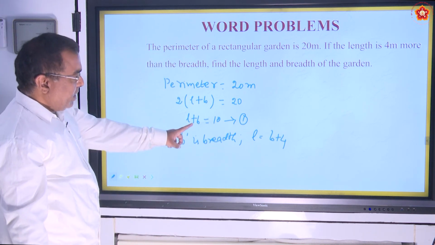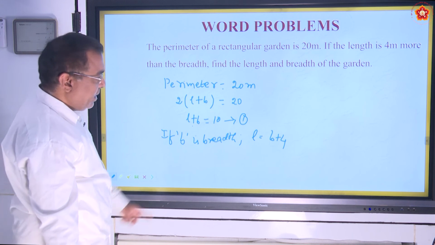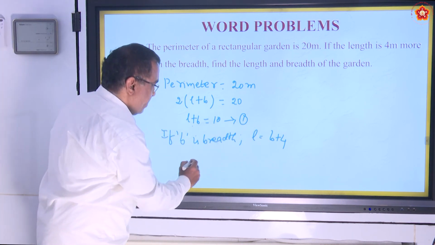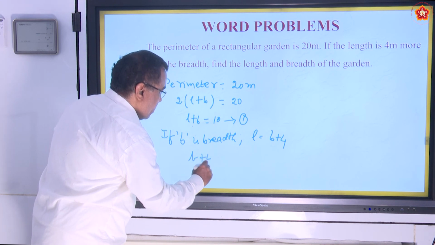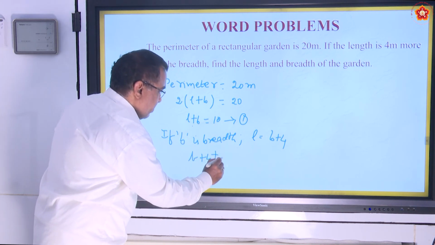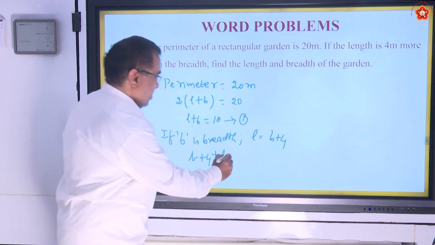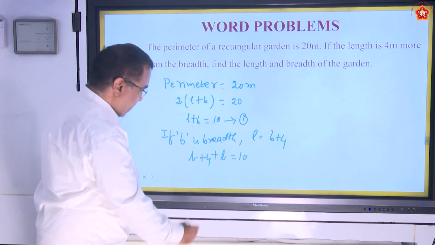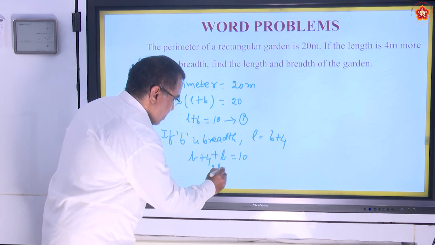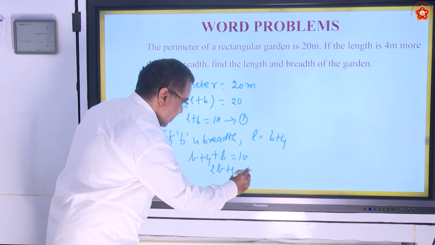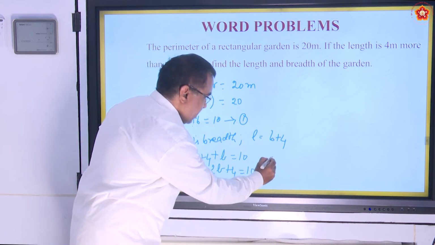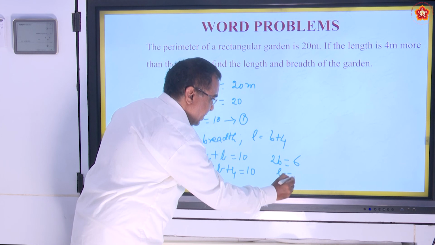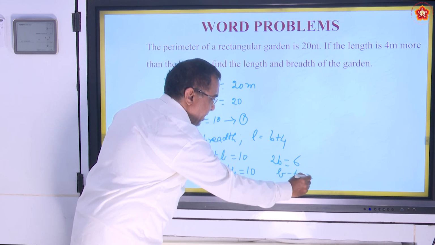So now we will substitute it in the first equation. Length value is going to be 4 more than b. That is why it is b plus 4. And b will be as it is. Equals 10. Group all the b's terms together. b plus b will be 2b plus 4 equals 10, or 2b will be 10 minus 4, which is 6. The breadth value will be 6 divided by 2 equals 3.